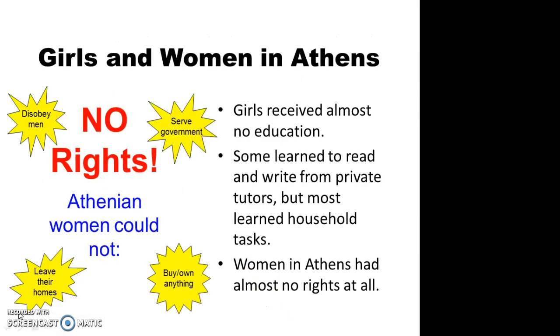Women and girls had no rights. They must obey what the men said. They received no education. In Athens, they had almost no rights at all. Some learned to read and write, but for most, their job was taking care of the household.